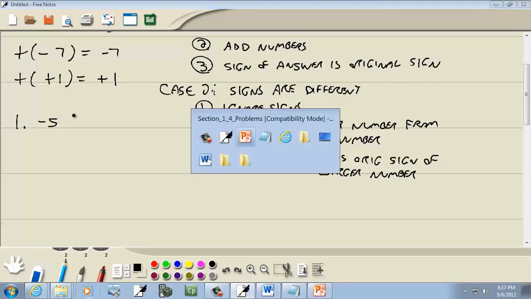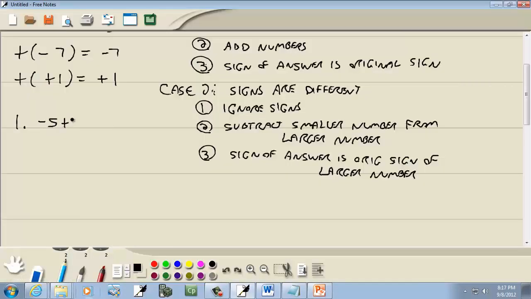So our first one, you got -5 plus 13. Well, this is case 2. Signs are different. So it says you ignore the signs. So I'm going to write 5 and 13 over here. Subtract a smaller number from a larger number. So we've got 13 minus 5. That gives us 8. And sign of the answer is the original sign of the larger number. Our larger number was 13, which originally was positive. So this is going to be a positive 8. Or just 8.